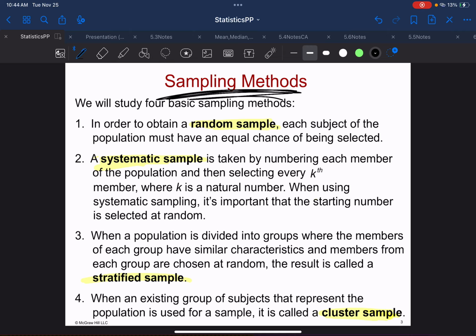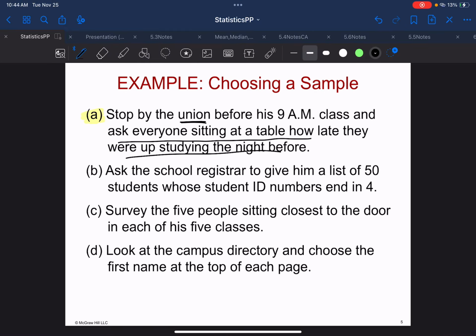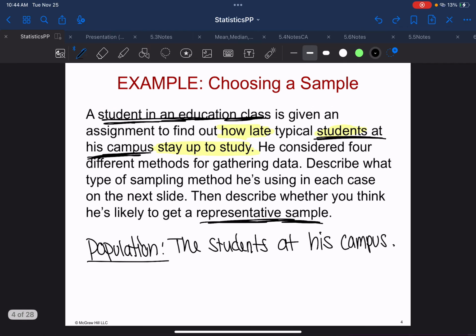And so those people have a higher chance of being selected as a participant in this survey because he's walking to class and it's a building on his way to class. So they have a higher chance of being selected, and then he selects everyone at that table. So it's not a random sample, and it's not representative either because he's asking people how late they stay up to study right before his 9 a.m. class. This is early. So those people probably didn't stay up late to study.